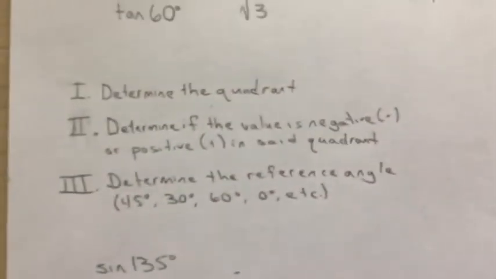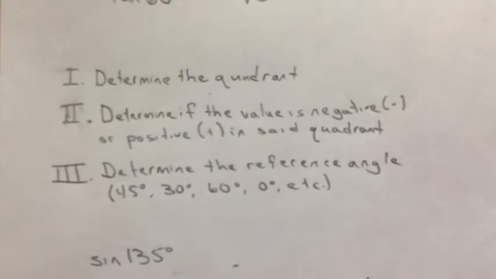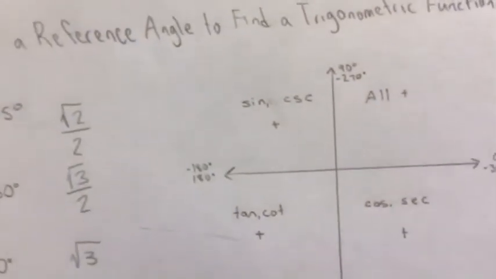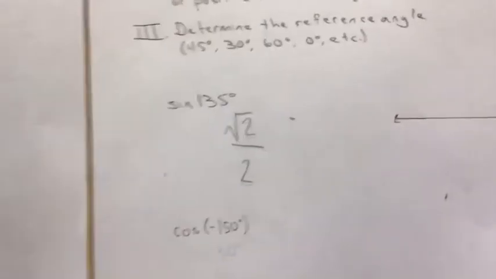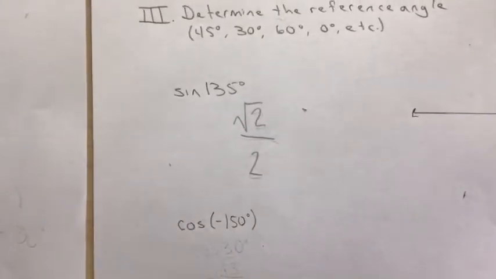So using that, the next thing you have to do is determine if the value is negative or positive in that said quadrant. Since it's in the second quadrant, we determined earlier that the sine and the cosecant are positive, and since we are dealing with the sine of 135, that would be positive. So the value that we will get, as you can see, is root 2 over 2.